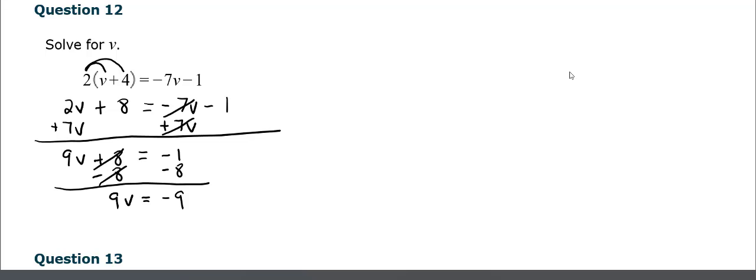And then remember, we're solving for a positive 1v, so we're going to divide both sides by positive 9. So v would equal -9 divided by 9, which is -1.